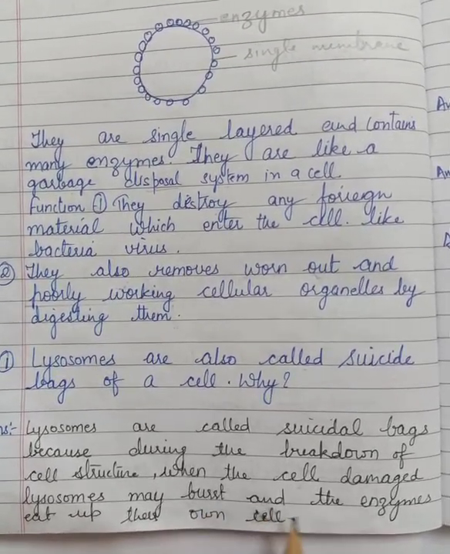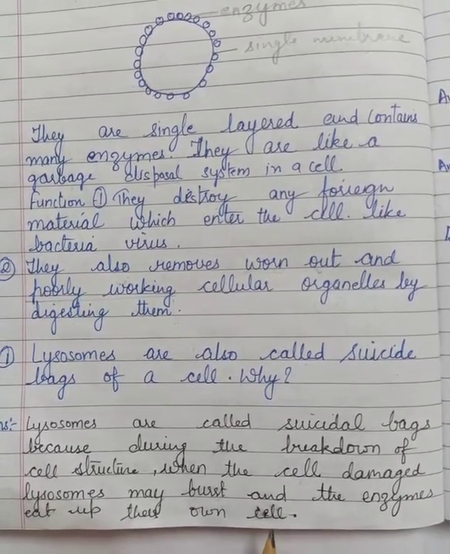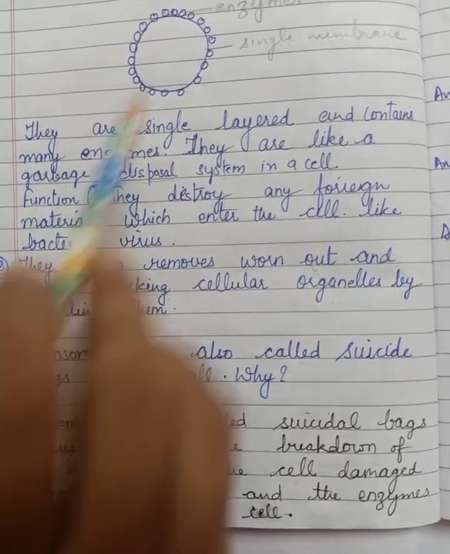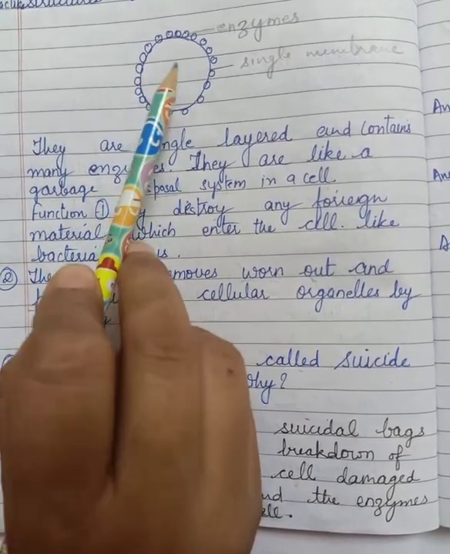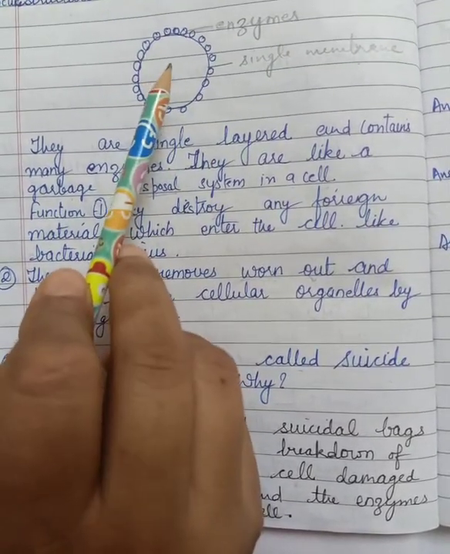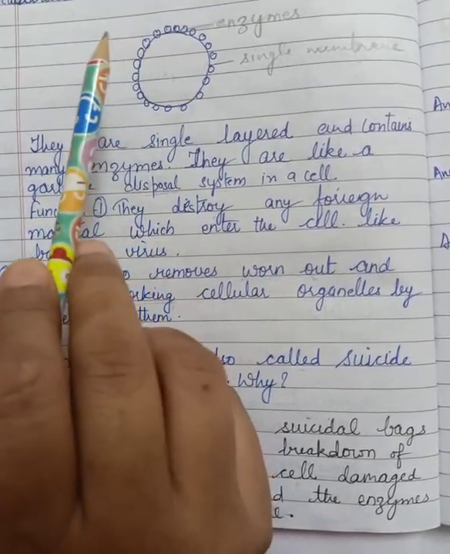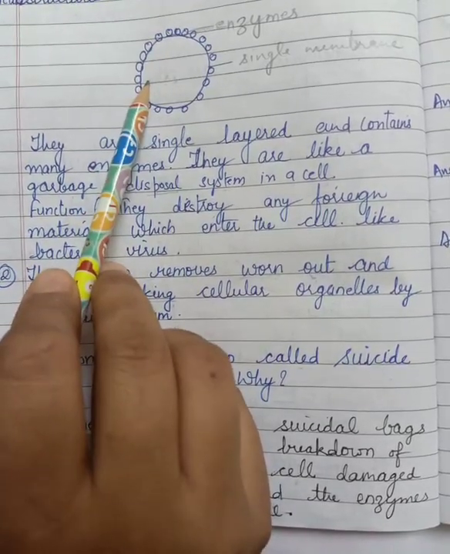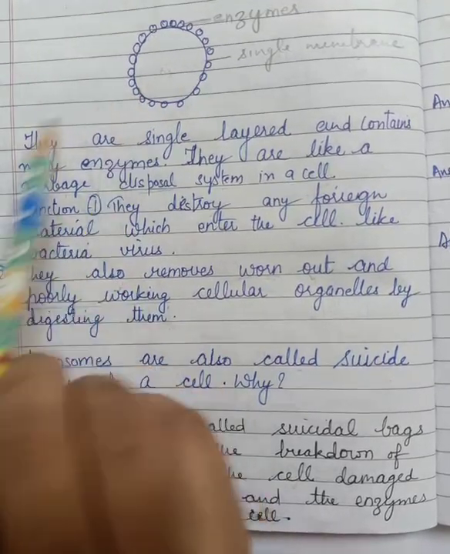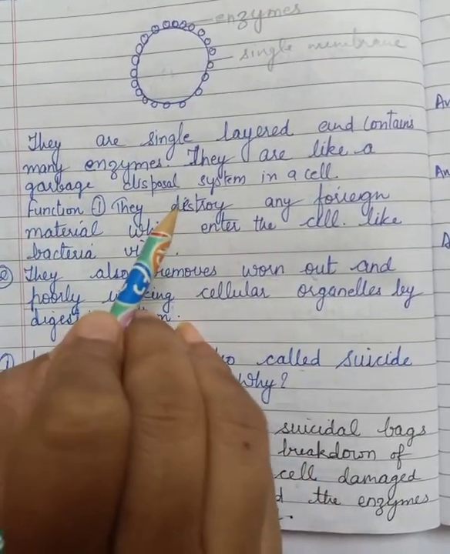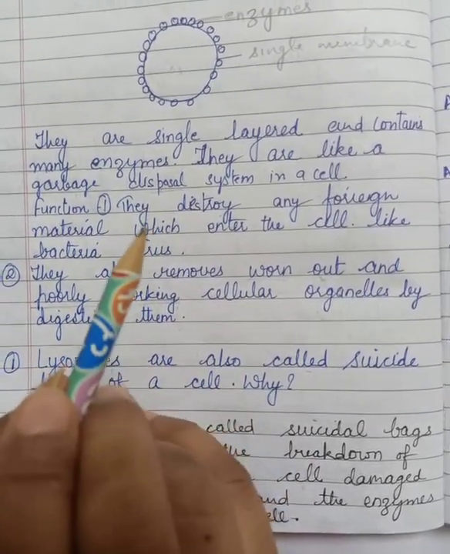When they burst, the enzymes eat up their own cell. Suppose this is a lysosome; it will eat a lot of material from outside. After that it will burst. When it bursts, the enzymes present on the outer side will eat its own cell. That is why lysosomes are called the suicidal bag of the cell. Suicidal bag means they burst, and after bursting they also eat their own cell. That is why they are called the suicidal bags of the cell.